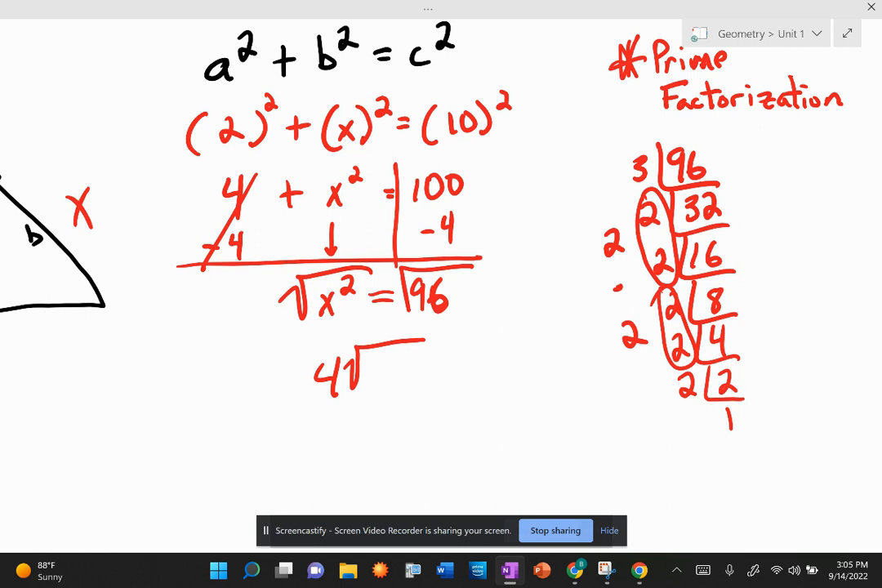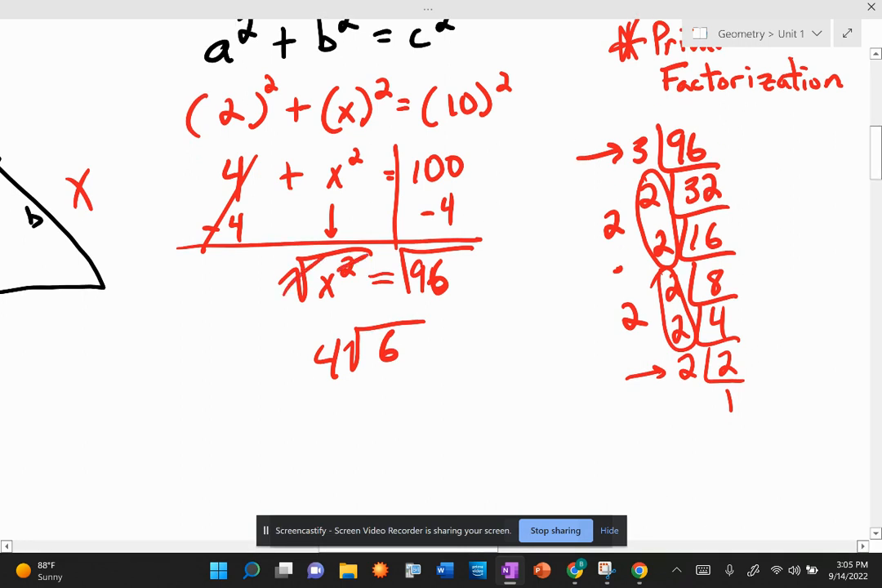Now, what does not have a pair? The 3 and the 2. So both of them have to stay home on Valentine's Day, which means they go back inside the radical. 3 times 2 is 6. So x would equal 4 square roots of 6. That's a lot of squares.